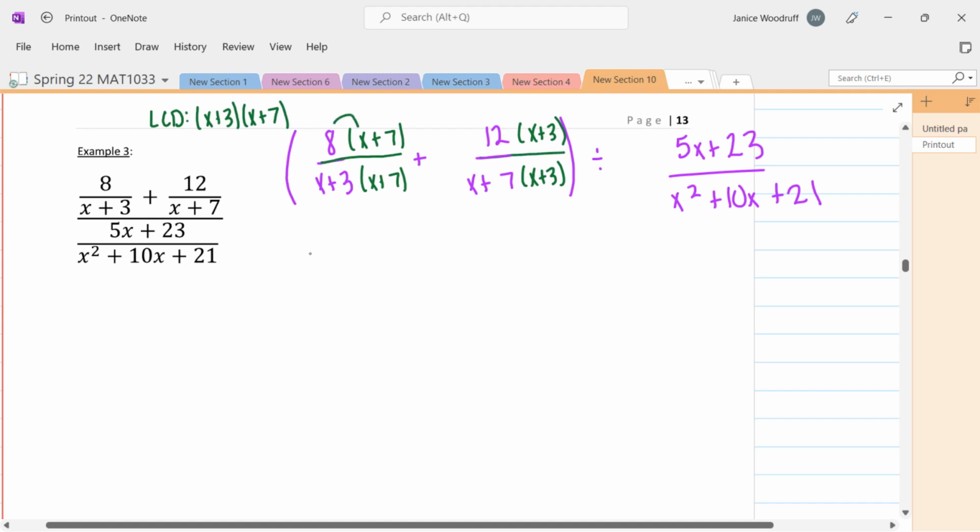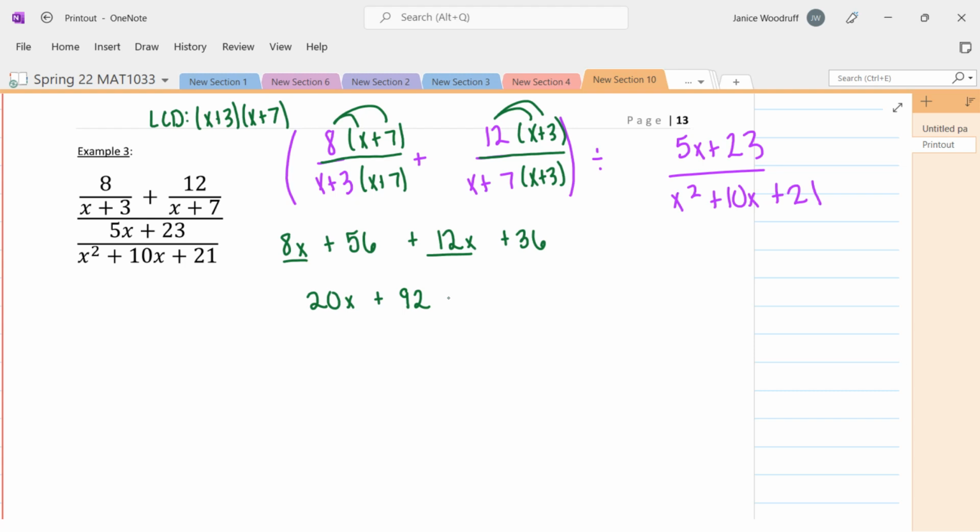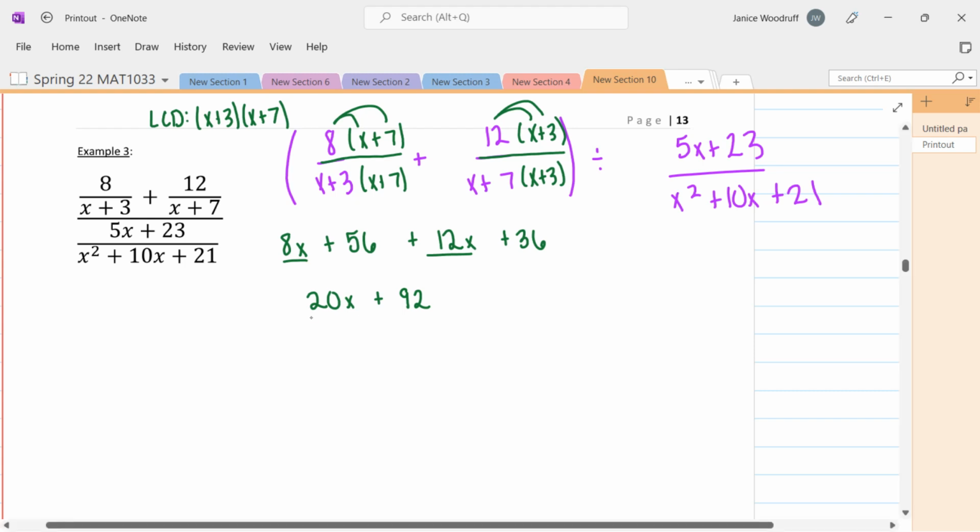So you have 8 times x plus 7, so 8x. 8 times 7 will be 56. Okay, then the 12 times x will be 12x. 12 times 3, 36. Combine like terms. I'm going to get 20x. 56 plus 36, is that 92? Plus 92. Could probably take a GCF out of that. A 4. And that's going to give me 5x plus 23.